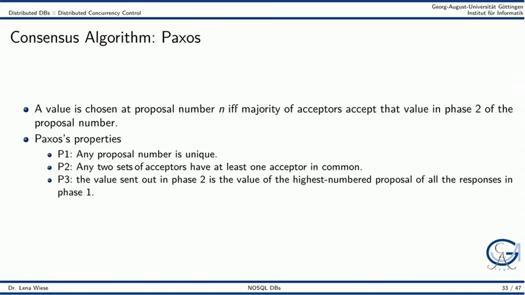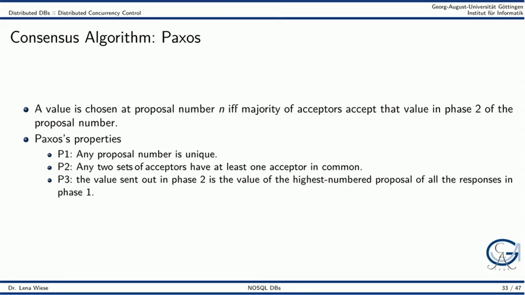The Paxos algorithm ensures that a value is chosen with a proposal number n if and only if a majority of acceptors really accepted that value in the second phase with a given proposal number. This is ensured by three properties of the Paxos algorithm. The first property that Paxos relies on is that any proposal number is unique. The second property refers to the majority vote.